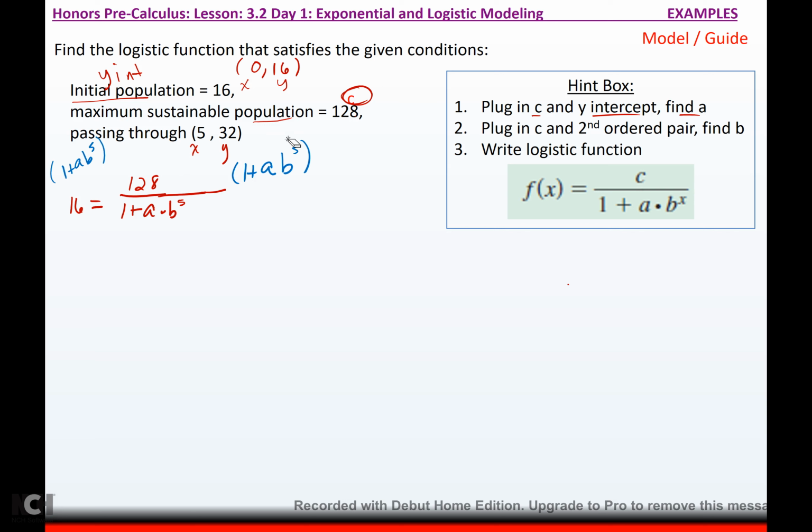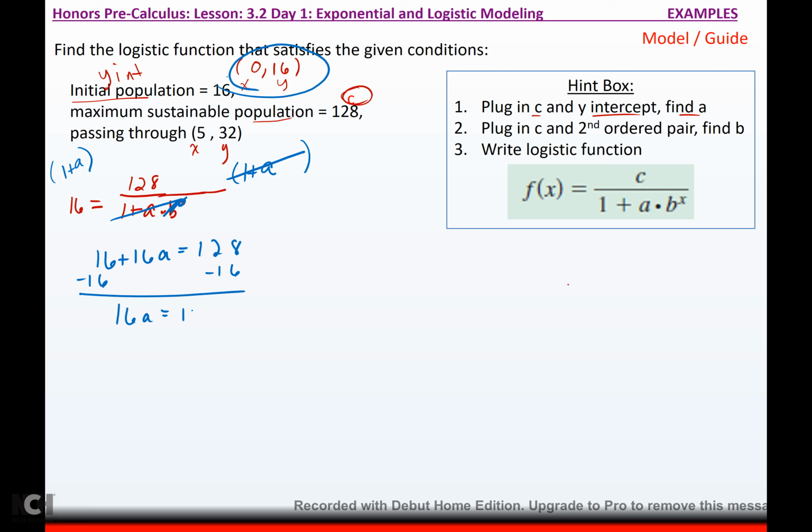Oh, schmo. Sorry, I'm using the wrong ordered pair. I'm plugging in this one first, which makes this 0. I apologize. Which makes that 1, which makes the bottom just 1 plus a. So I just need to multiply by 1 plus a. Sorry. So on this side, I would have 16 plus 16a equals, these cancel, and it equals 128. So to solve, I'm going to minus 16. I get 16a equals 112, right? Divide by 16, and you get a equals 112 divided by 16, which is 7.